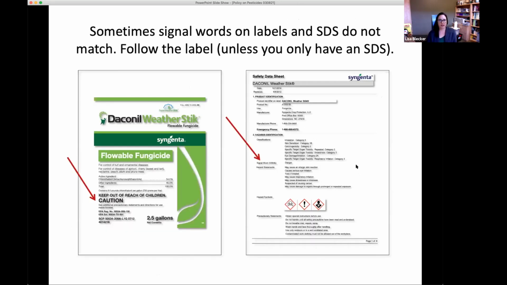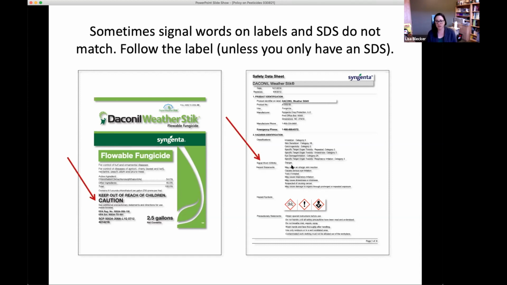And so sometimes the signal word on a label doesn't match the signal word on the safety data sheet. So for example, this is just Daconil. Here it's caution on the EPA registered label, but here on the safety data sheet, it's danger. Okay. If you have a label, that's your primary document, and then you follow this signal word because they come from different places. This signal word is talking about you as the pesticide handler, what the potential acute toxicity is to you, the person mixing, loading, and applying the pesticide.